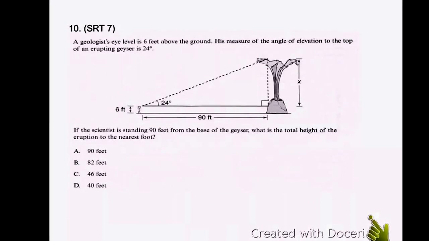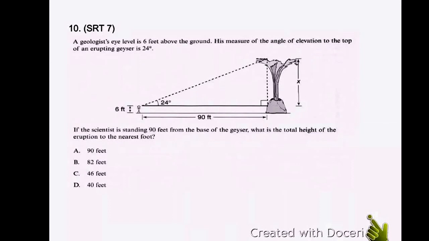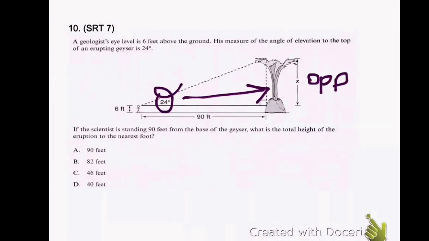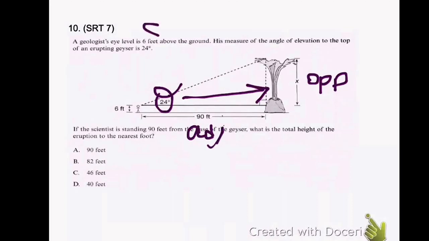Number 10, a geologist's eye level is 6 feet above the ground. His measure of angle of elevation to the top of the erupting geyser is 24 degrees. If the scientist is standing 90 feet from the base of the geyser, what is the total height to the nearest foot? So you're going to compare, this will be theta. You want to compare the opposite side and the adjacent side.